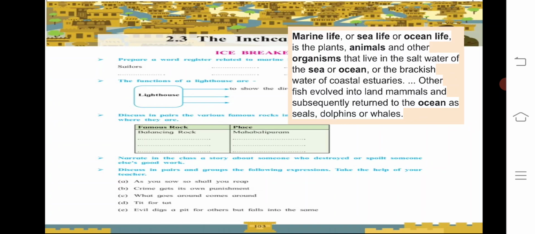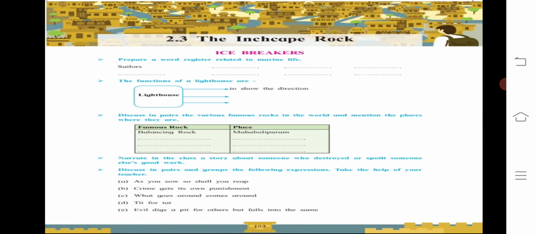So now you have to find out all the words related to marine life. I hope that is an easy activity for you. One, they have given sailors, and the remnant you have to find. Now, the second activity is that you have to mention the functions of a lighthouse. One of them they have given, and that is showing the direction.